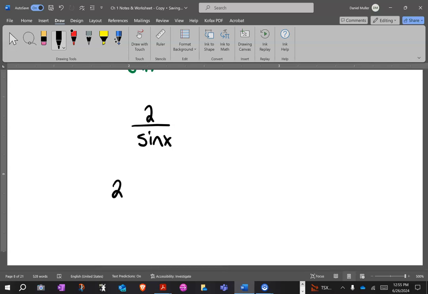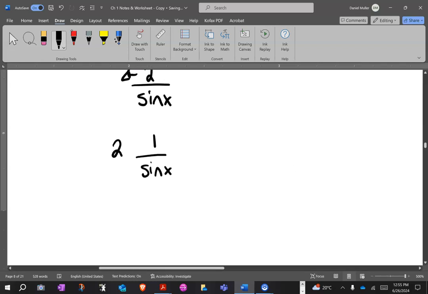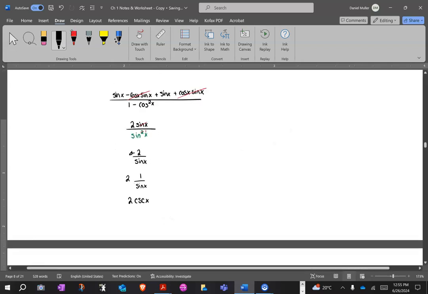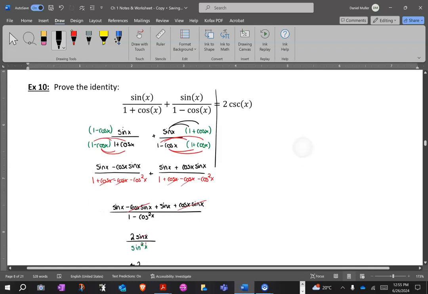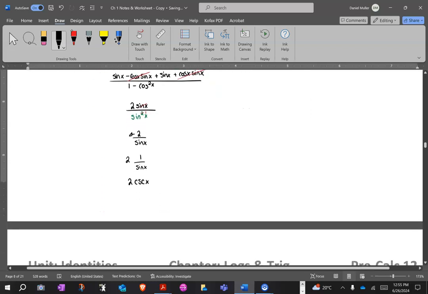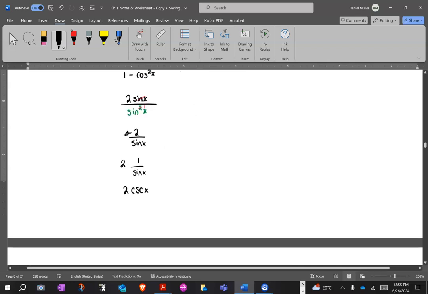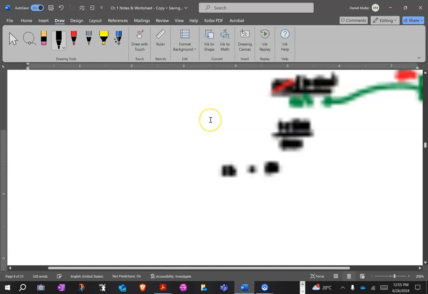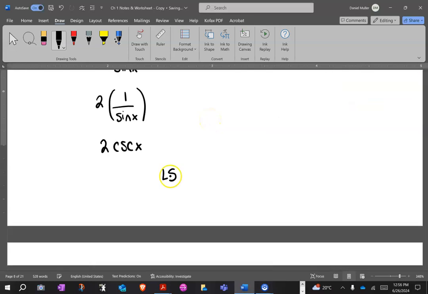So if I wanted to, I could push that over and just leave a sine x and a 1. And then 1 over sine x is cosecant x. Now, what is the actual right side? Oh, 2 cosecant x. Okay, so that is the right side. So left side equals right side.